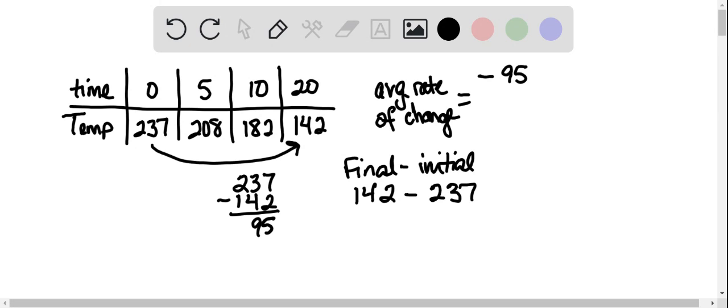And then we want to divide that by how many minutes it took to go down 95 degrees. How many minutes passed from 0 to 20? That's pretty easy, that's 20. If we were trying to go from 10 to 20, we'd have to do some subtraction there, 20 minus 10. But 20 minus 0, you can do that, no problem. So go ahead and do that division. And that's how you get your average rate of change in the first 20 minutes.